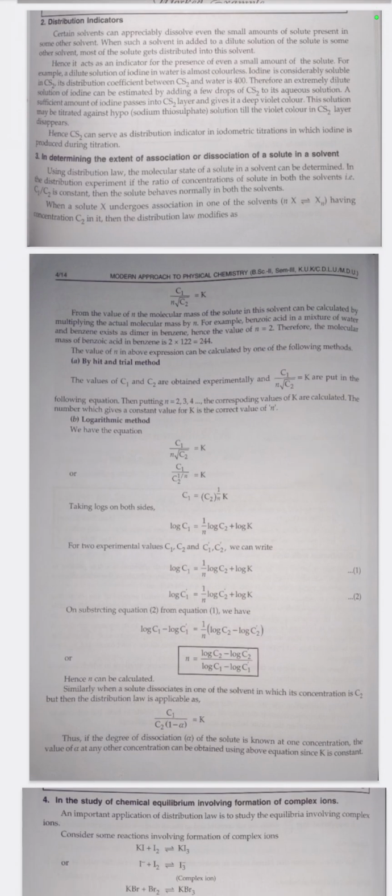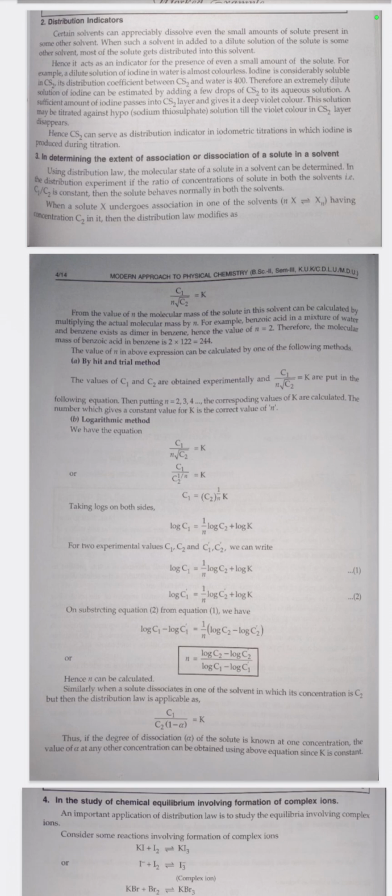molecular mass of the solute in this solvent can be calculated by multiplying the actual molecular mass by n. For example, for benzoic acid in a mixture of water and benzene, the molecular mass of benzoic acid in benzene is equal to 2 into 122, which is equal to 244. The value of n in the above equation can be calculated by one of the following methods. First is by hit and trial method. The values of C1 and C2 are obtained experimentally and put in the equation C1 by nth root of C2 is equal to K. Then putting n as 2, 3, 4, the corresponding values of K are calculated. The number which gives a constant value for K is the correct value of n.